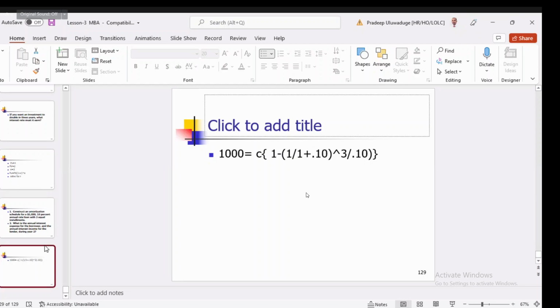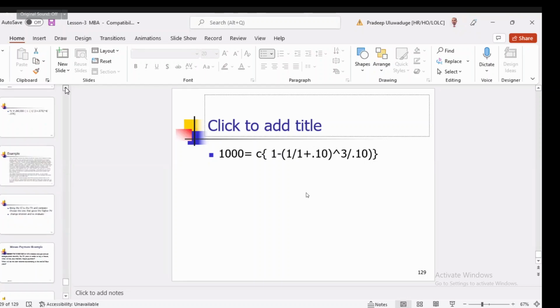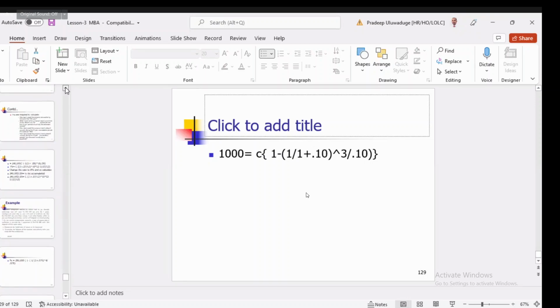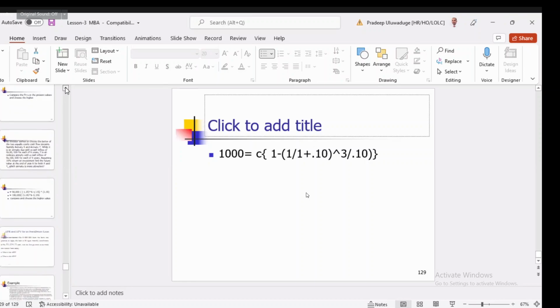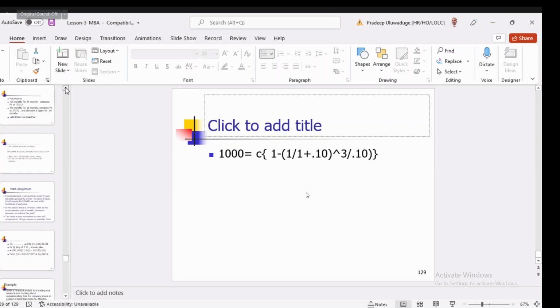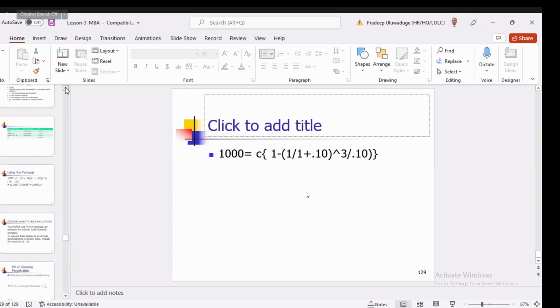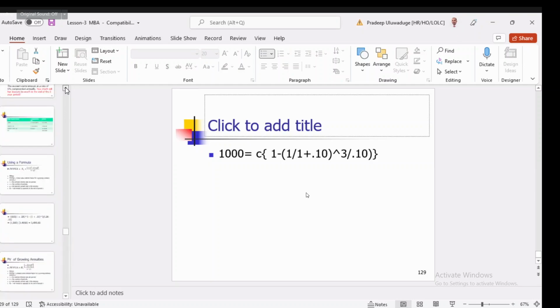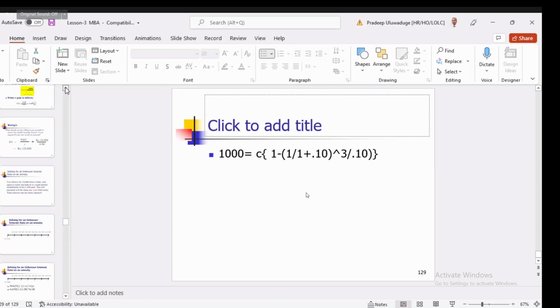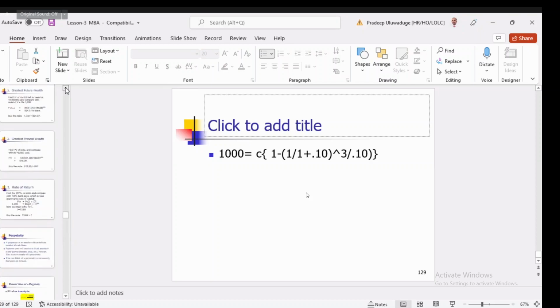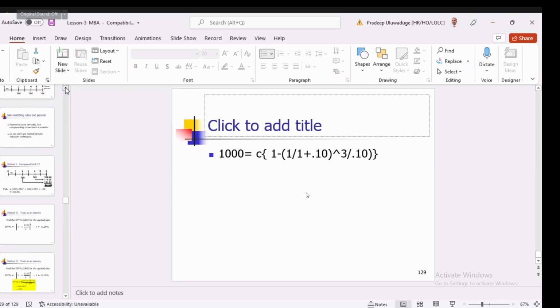This is about all that I would want to cover under time value of money. I think it's sufficient for the general MBA program. Right? And one more lesson, that is valuation of assets, next week. So there will be two questions in the final question paper, one on time value and one on valuation of assets.